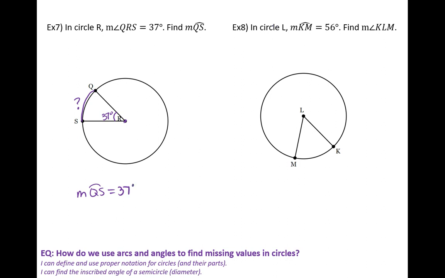Next one, in circle L, so L is the center, we have the measure of arc KM. So this arc right here, KM, is 56 degrees. And we are asked to find the measure of angle KLM. So this angle right here, we're asked to find the measure of that angle. And once again, this angle is a central angle because the vertex is at the center. So central angle and arc are going to match. So this would be 56 degrees as well. So I can say the measure of angle KLM equals 56 degrees.